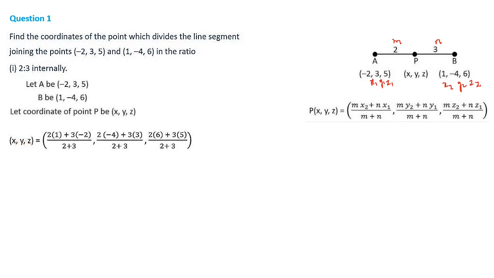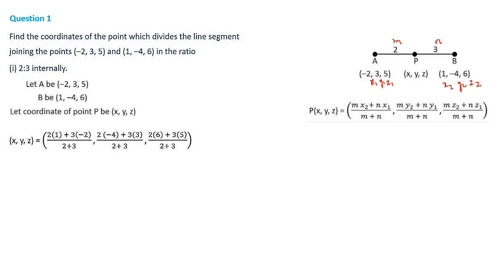So x, y, z is equal to mx2 plus nx1. Here m means 2 into 1, plus n x1 means 3 into minus 2, divided by m plus n, 2 plus 3. The denominator is the same everywhere, m plus n. The next is my2 plus ny1, that is 2 into minus 4 plus 3 into 3, divided by m plus n.